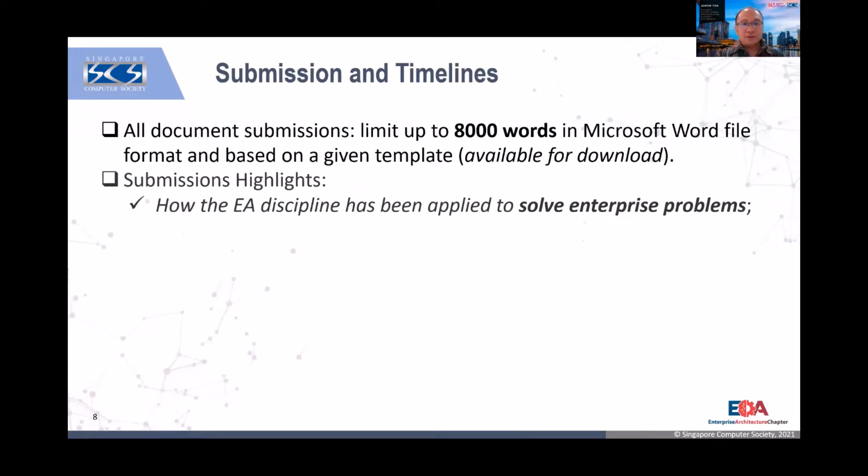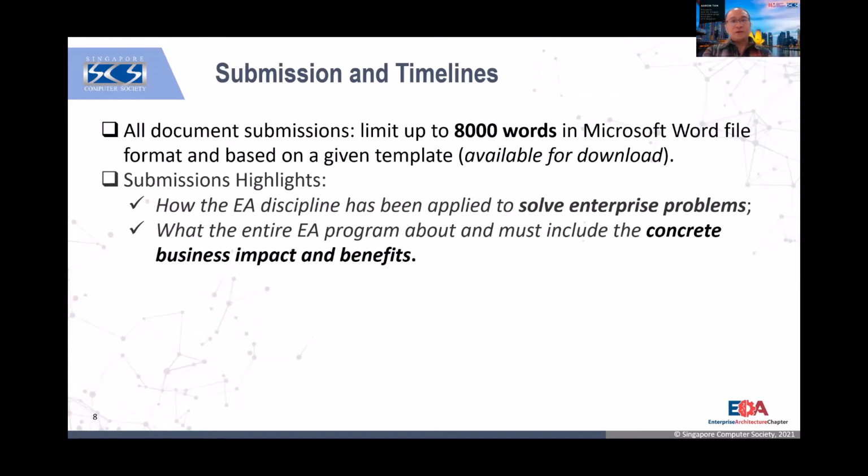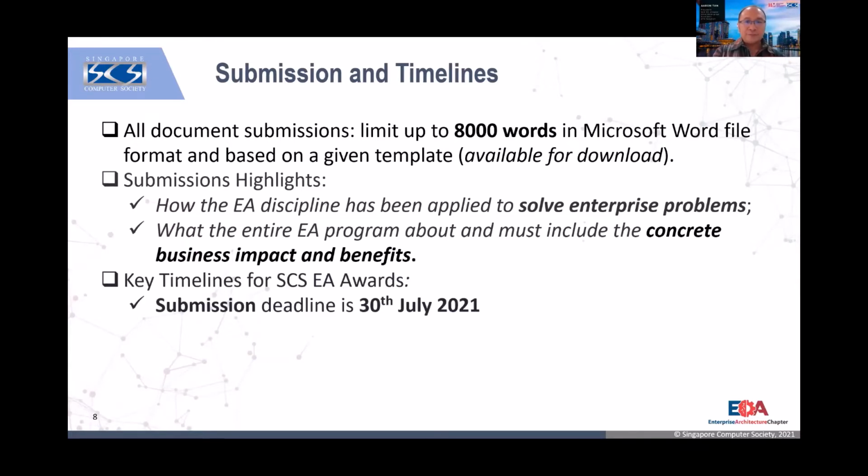The submission deadline and the format are all available on the website, with a limit of up to 8,000 words. And of course, you need to highlight how EA has helped your organization to solve enterprise problems. Typically the scenario is a firefighting situation, or IT becoming a cost center, with many project failures and a poor business-IT relationship, and how enterprise architecture has resolved those issues. And of course, the impact and benefit that the EA program brings to the organization.